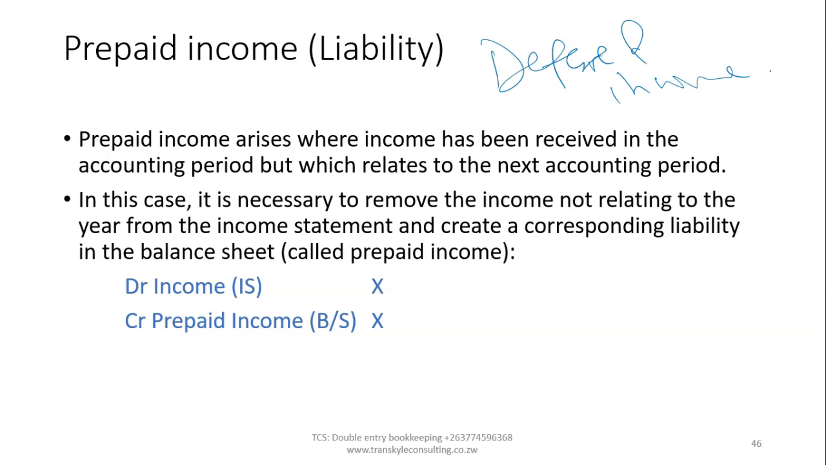So you debit the income and credit the prepaid income. That's a liability. That's recognizing a liability. Okay.